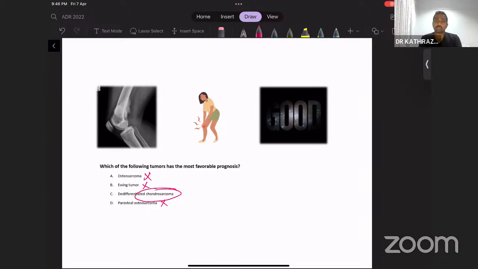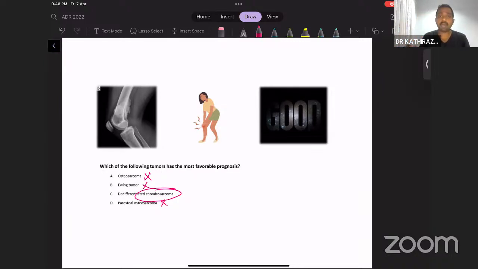So we all think chondrosarcoma, but look into the word, man, the first word: dedifferentiated, which means an undifferentiated chondrosarcoma, a very bad chondrosarcoma, which is going to have a bad prognosis. So among these four, the one carrying the most favorable prognosis is periosteal osteosarcoma. Osteosarcoma is tested multiple times, but I'm going a little deeper. What are all the things that you should know about periosteal osteosarcoma?